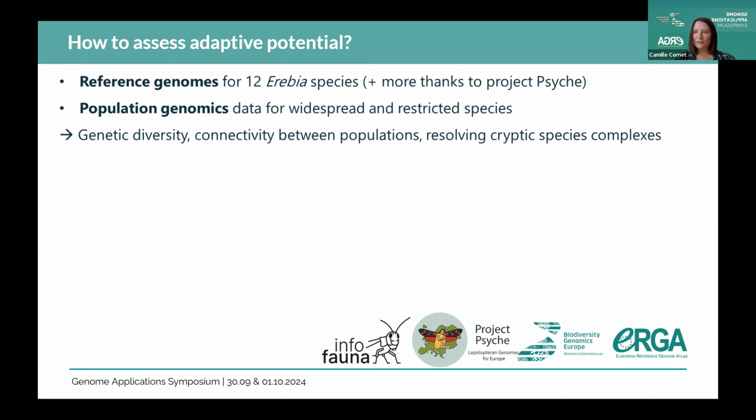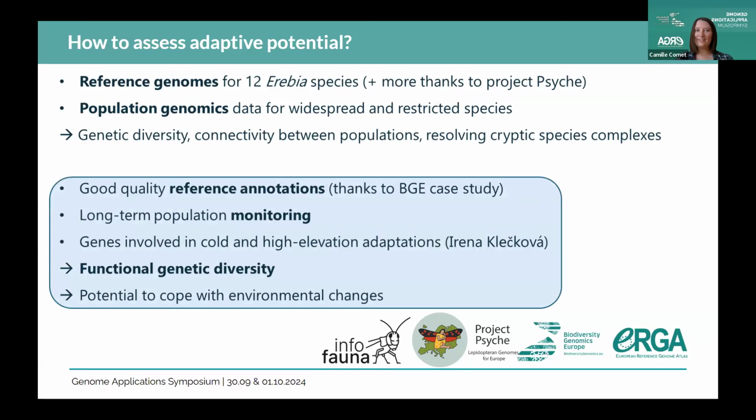But we would really like to go further and assess the adaptive diversity that might be important for these populations and species to cope with climate change. For that, I want to insist on not only having a good quality reference genome, but also good quality reference annotations, to be able to understand where in the genome the important variation is and if it is neutral or not. This is where we got this BGE case study to do RNA sequencing to have those reference annotations.